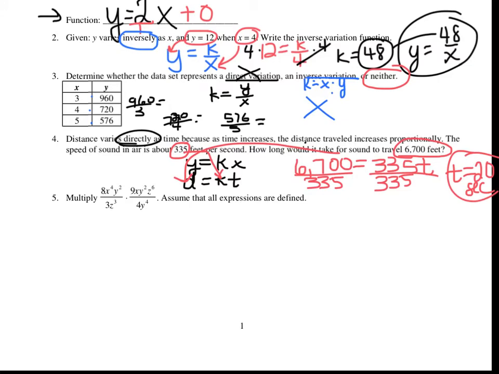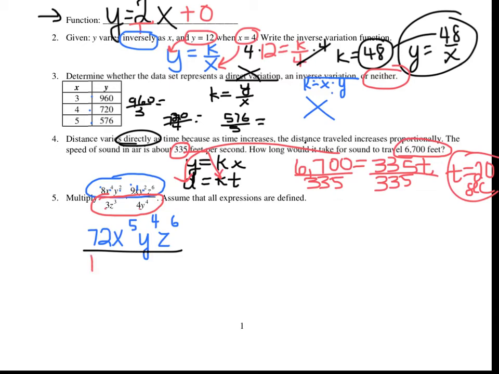Alright, number 5. Let's multiply. How about we do this by multiplying everything across the top together, and then we'll multiply everything across the bottom together. So first I'll multiply the stuff I circled in blue. 8 times 9 is 72. X to the 4th times x to the 1st, when we add those exponents up, is x to the 5th. Y to the 2nd times y to the 2nd, 2 plus 2 is 4, and then we have z to the 6th. On the bottom, I'll do the same thing.